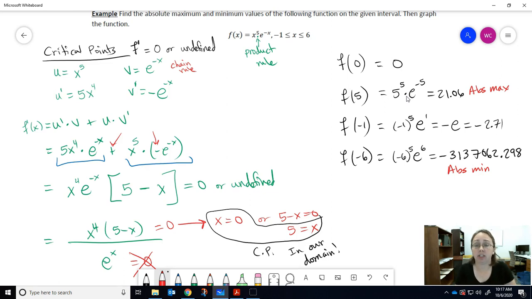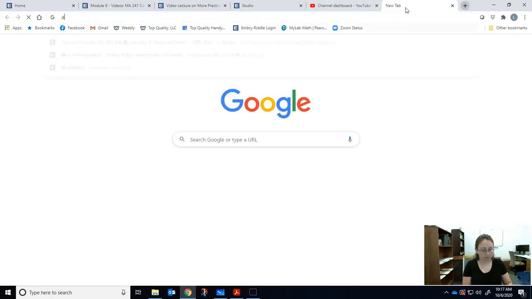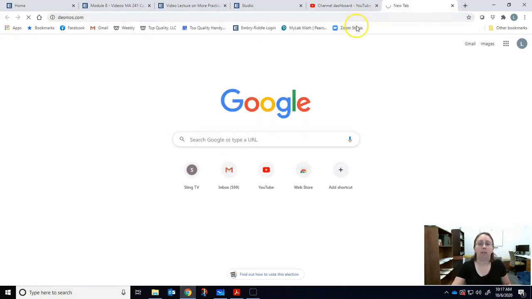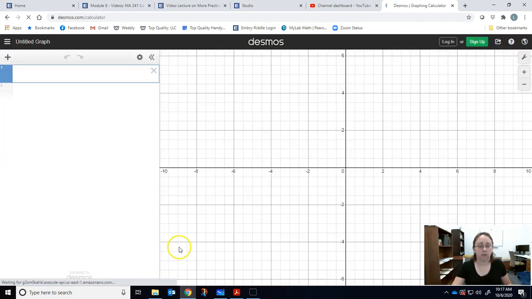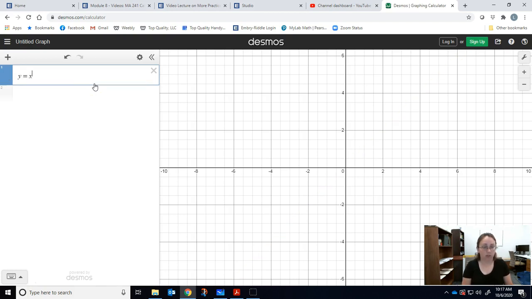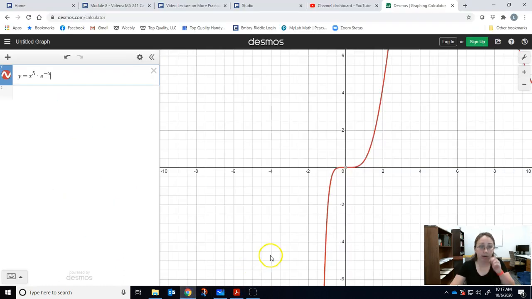Now, for this function, this is fairly complicated, so I would recommend that you take a minute, go to Desmos, and graph this function. So I'm going to do that real quick. So, desmos.com. Our function is y equals x raised to the 5th times e raised to the negative x. Make sure I got that right. x to the 5th, e to the negative x. Yes, I did. So here's our graph.